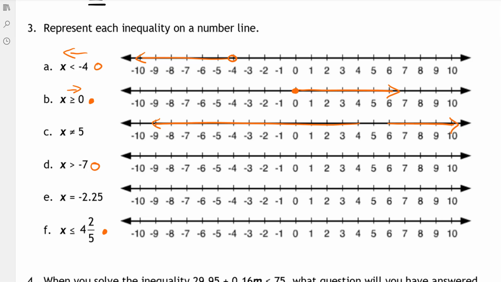Okay, open dot on -7. And then since x is first, great, I don't have to do any flipping. So then I can go this way. Yay! This is equal to -2.25. So I'm going to find here, I think it's about right there. And I just put a dot. I don't put any lines because remember, it's exactly equal to that. And then this one, 4 2/5. So it's going to be a closed dot. I got to find 4 2/5, probably about right there. Since it's facing that way, because the x is first, which is fine, then I go that way. So this is just for you to visually see.